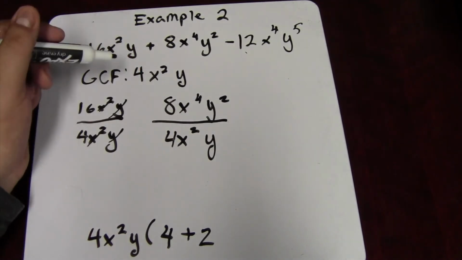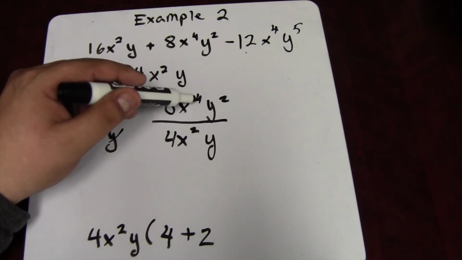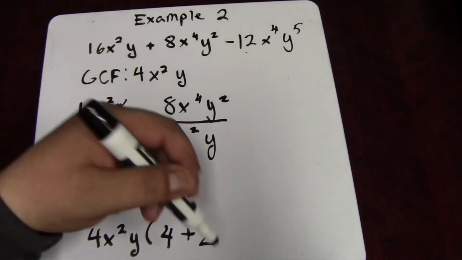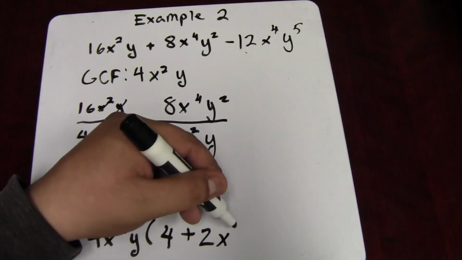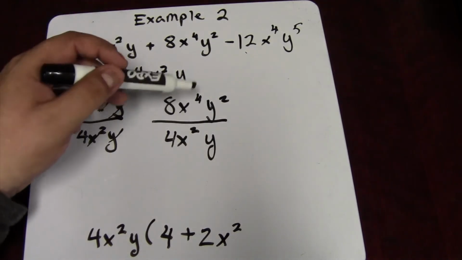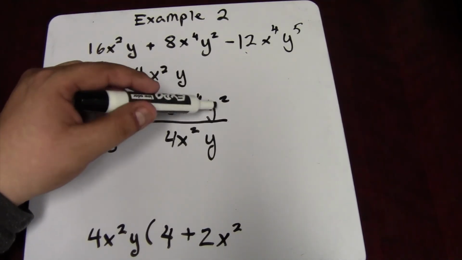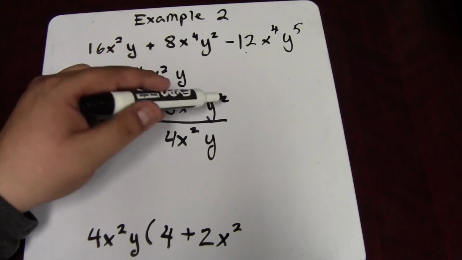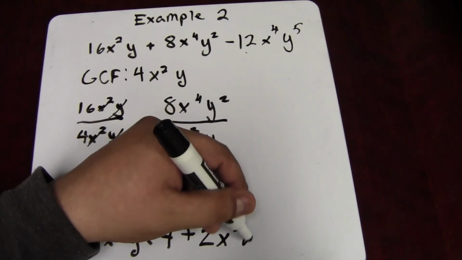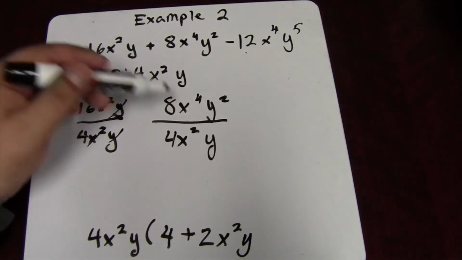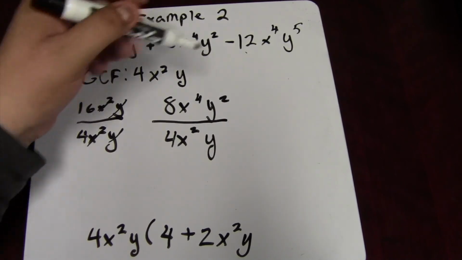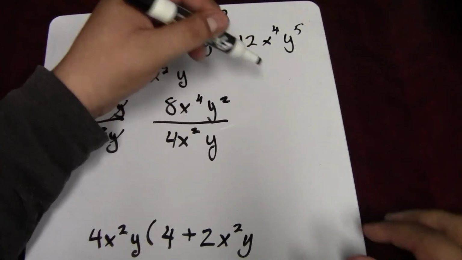X to the fourth over x squared, if we subtract the exponents, 4 minus 2, that's just x squared. Because 4 minus 2 is 2. And the same concept here, we subtract the exponents with the y's, 2 minus 1, that leaves us with y to the 1. So we finished these two terms. Let's do this last one.